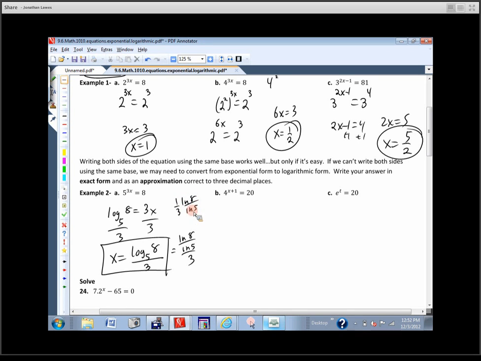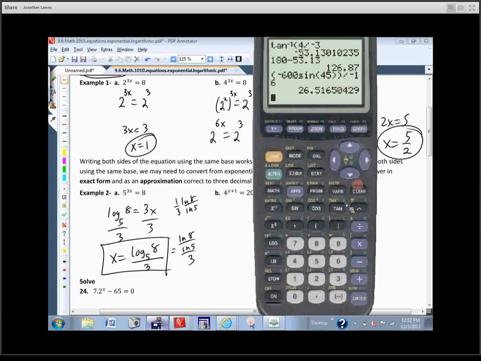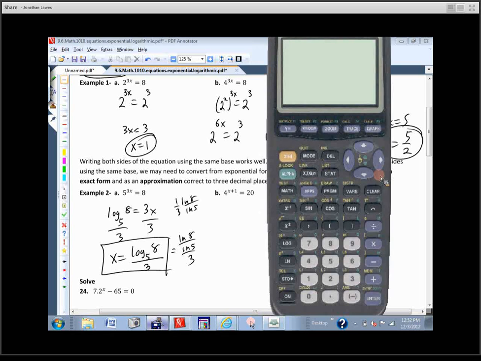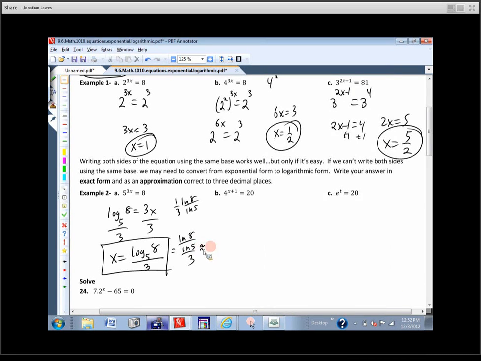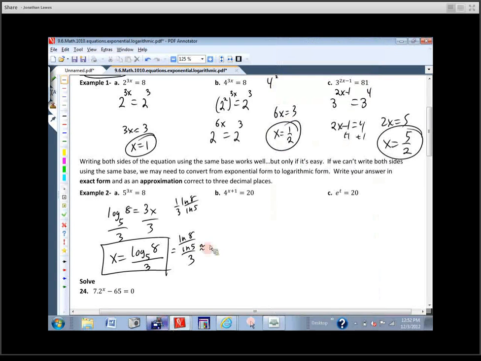So let's grab a calculator. Let's type this in correctly. So this is going to be ln 8, close the parentheses, divide by ln 5, close the parentheses, and then we're going to divide that answer by 3. And our decimal approximation is, and we said 3 decimal places, right? So that'd be 0.431. So here is our approximation, and here is our exact answer. And you're going to need to be able to do this on the test.